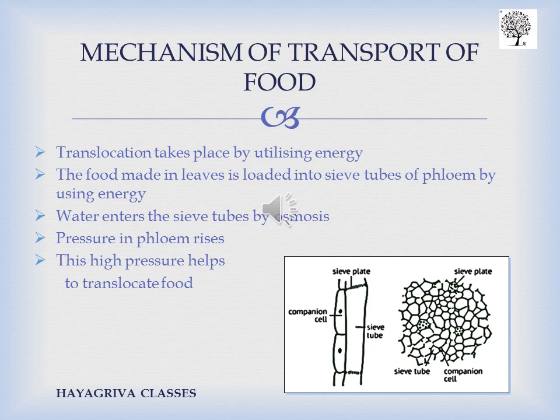So food is made in the leaves. How does the food made in the leaves get into the sieve tubes of the phloem? For this, some energy, in the form of ATP, is used there. And water also will enter the sieve tubes by the process of osmosis. Because of this, pressure in the phloem tissue will rise. Because of the high pressure in the phloem tissue, the food will move to all parts of the plant which have lesser pressure in their tissues.